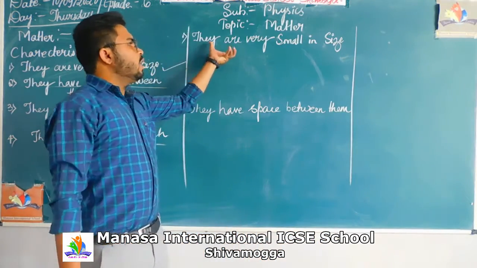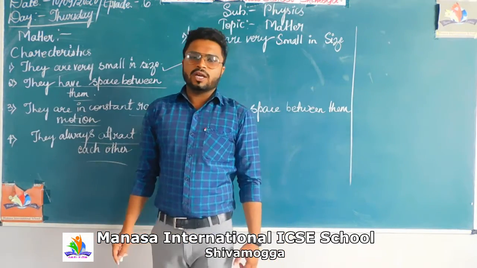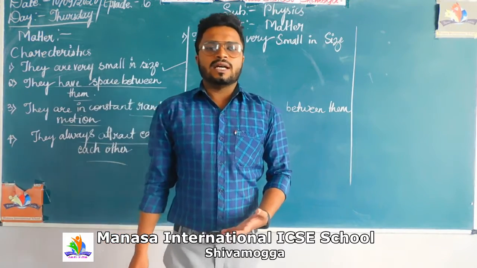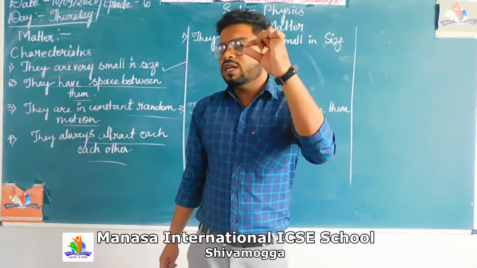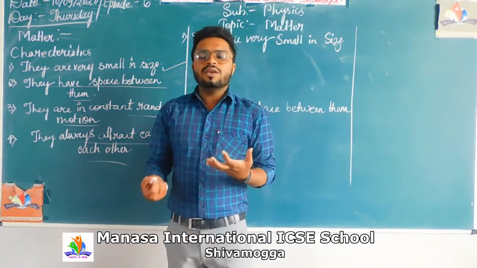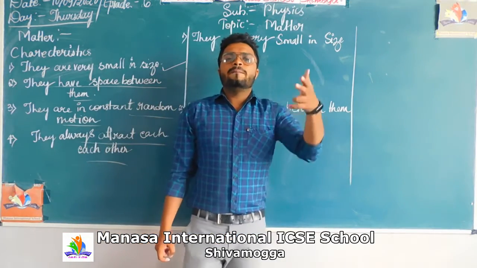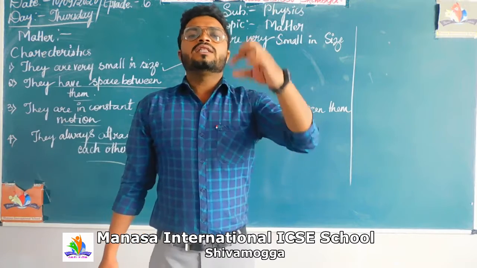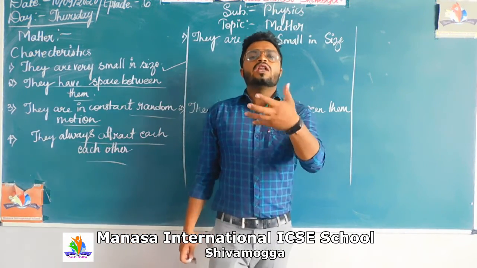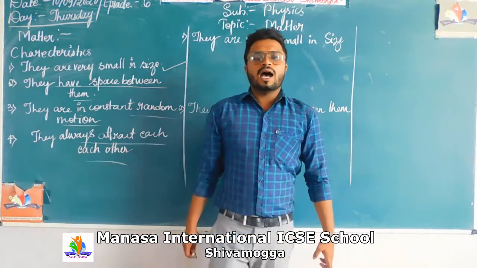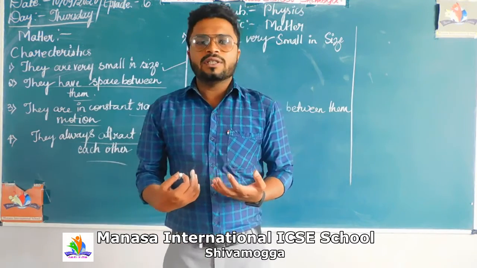First is about, they are very small in size. What is regarding small in size? As you know, size is nothing but their what? Their structure. If you see, it will be so small that we cannot see it with our eyes. Hence, it is very small. And we have said that the particles of matter are very small in size, that cannot be seen through our naked eyes. Understood? Okay.